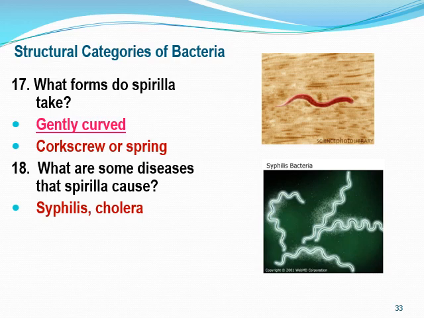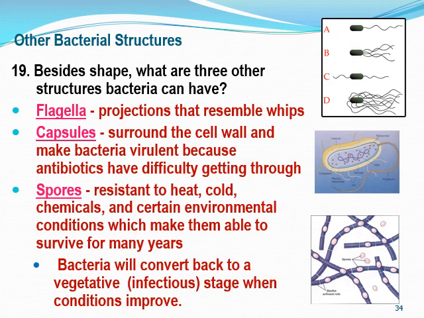And then the spirilla, right? It's gently curved. You have that corkscrew or spring shape that can be a little bit different. So what are some of the diseases we're talking about with this? Syphilis is one of the main things. And if you see it down the bottom, see that almost looks like a spring? That's the syphilis bacteria. And then, of course, the cholera infection was more one of these spirilla type organisms.